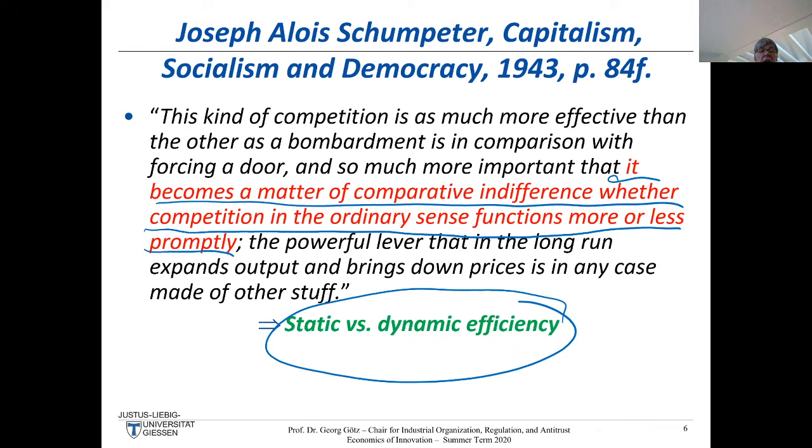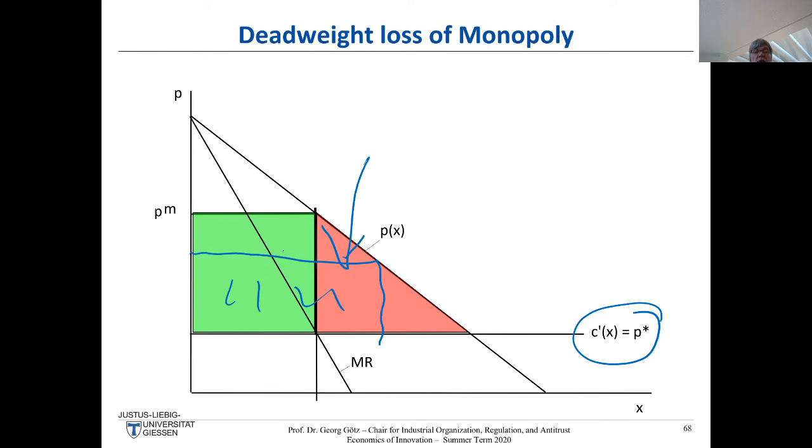So what he had in mind is that this red triangle, which is a static welfare loss, DWL, doesn't matter if we can be sure that in 2 or 3 or 4 years this company is thrown out of the market, because it's Nokia, they charge high prices on their phones, and now Apple comes up, okay, and supplies consumers with a completely new product.